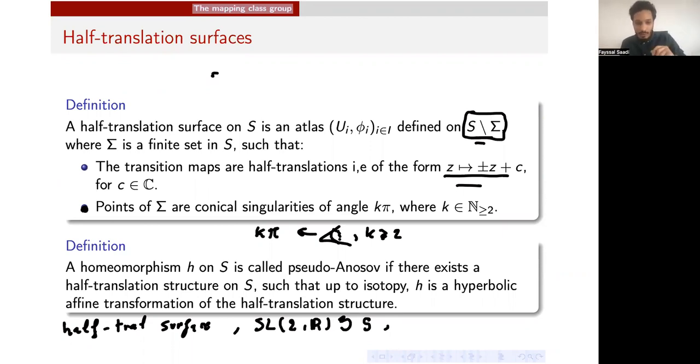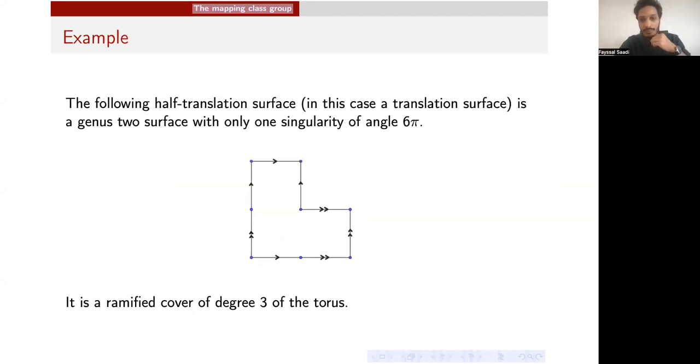there is a half translation surface where, when you apply this hyperbolic matrix, you go back to the translation surface. And so you can see that these pseudo-Anosov are cousins of the Anosov transformation of the torus. As an example, this is a half translation surface. In this case it's a translation surface because we glue this one to this one, this one to this one, and this one to this one.